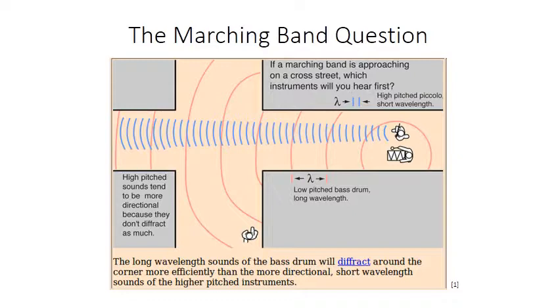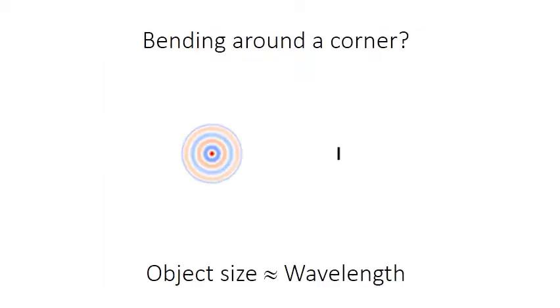Yes, you would first hear the low frequency thump of the drum before you hear the high pitched sound of the trumpet. The reason for it is diffraction. Low frequency sounds have a longer wavelength and will diffract more efficiently around the corner than the sounds from high frequency, therefore shorter wavelength instruments. Nice, I never realized that.